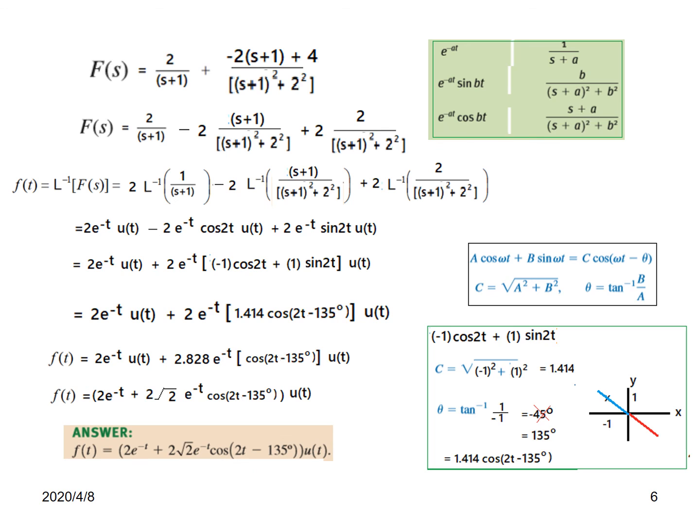So I hope this gives you an understanding of how to solve this type of problem. It takes time, but it builds your understanding. Thank you.